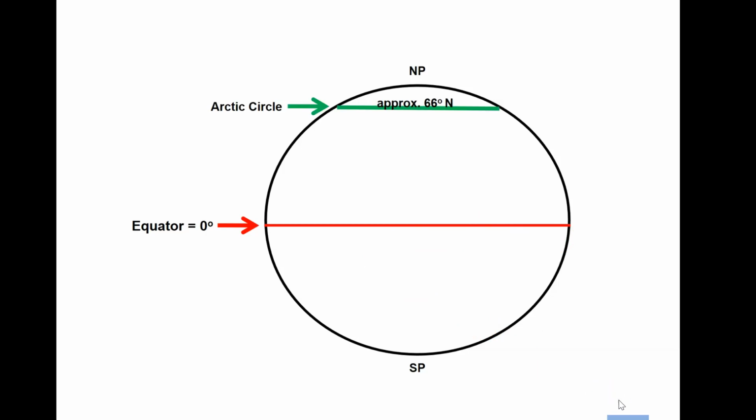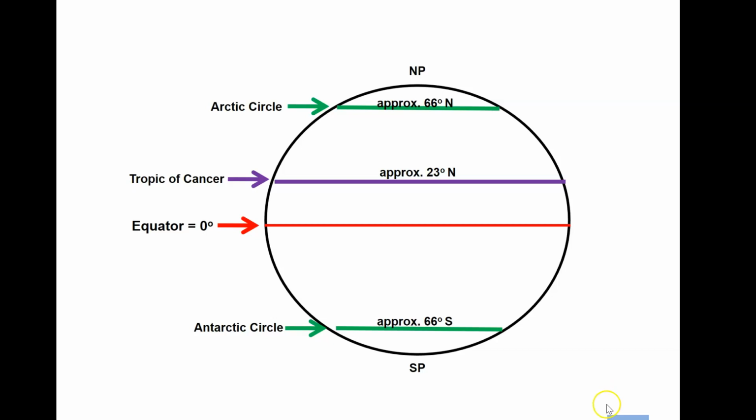So the Arctic Circle is at about 66 degrees north. So please add that to your map. The Antarctic Circle is about 66 degrees to the south. Please add that. Next, we have the Tropic of Cancer. The Tropic of Cancer is about 23 degrees north. Please add that to your notes. Okay, and then finally we have the Tropic of Capricorn, which is approximately 23 degrees to the south.